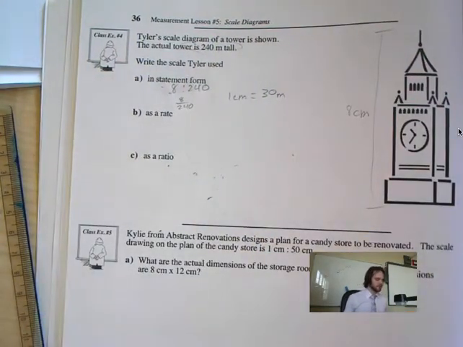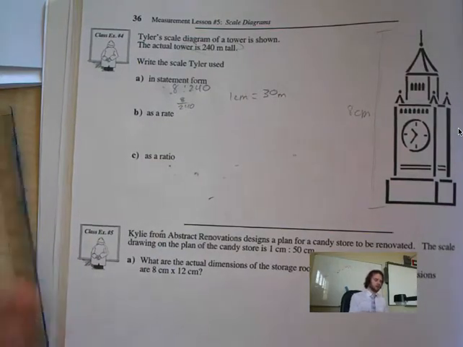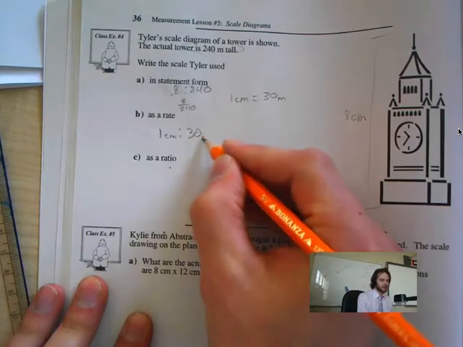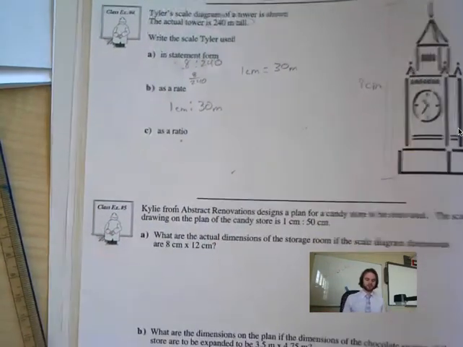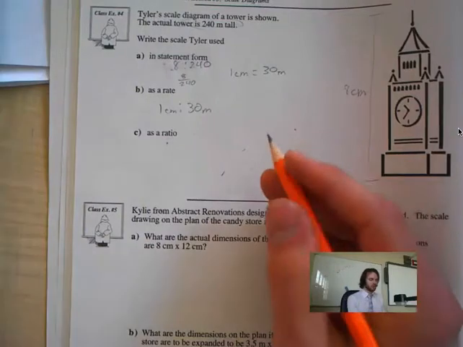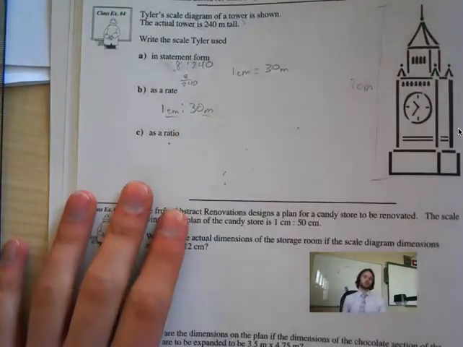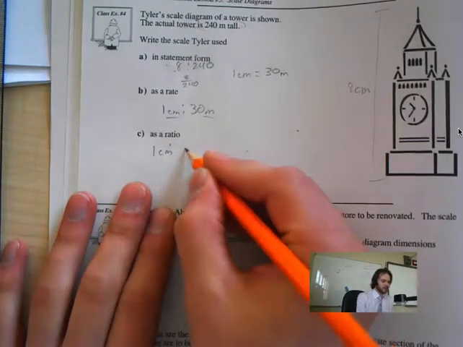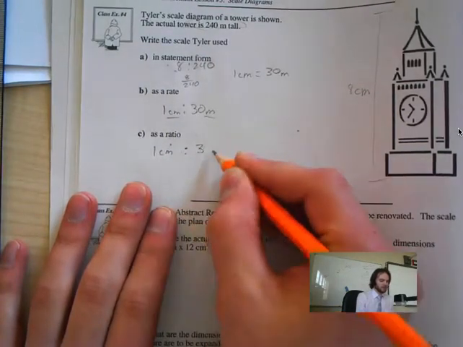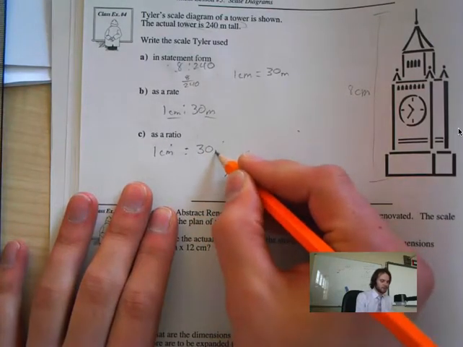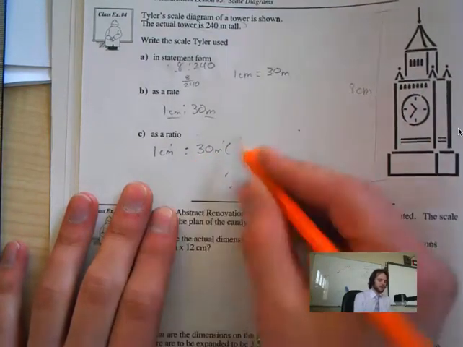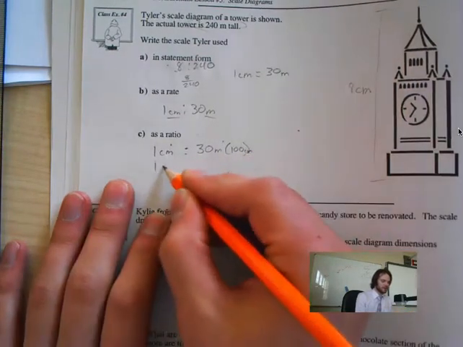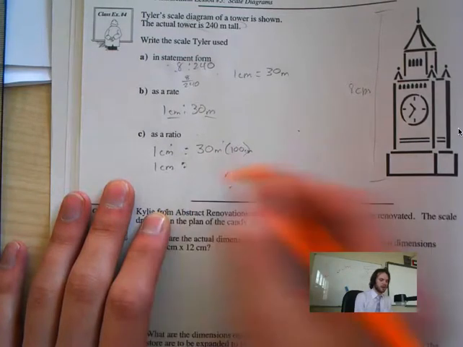Okay? Now, let's write this as a rate. Well, that is 1 to 30 meters. Let's write this as a ratio. So as a ratio, we need to be in the same units, if you remember that. So we have 1 centimeter is equal to, well, 30 meters multiplied by, how many centimeters are in a meter? 100.